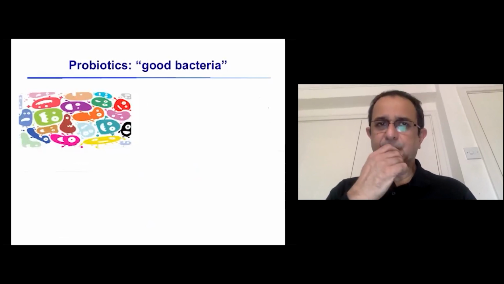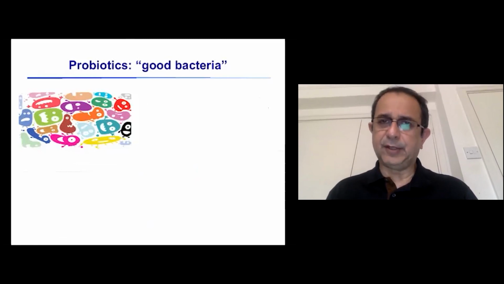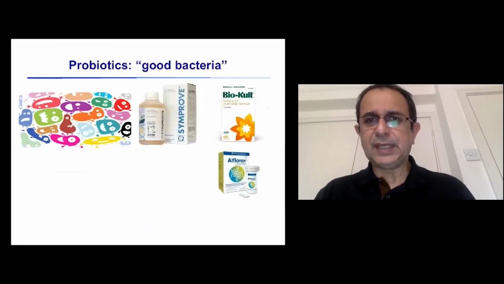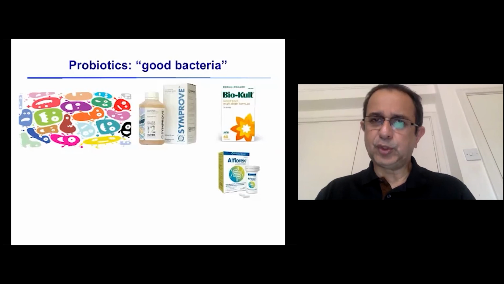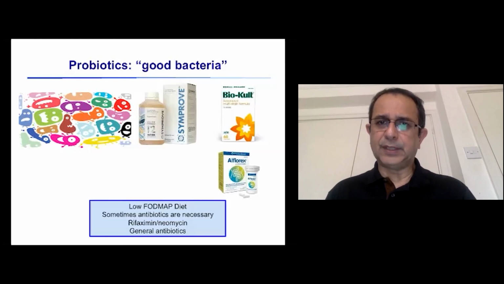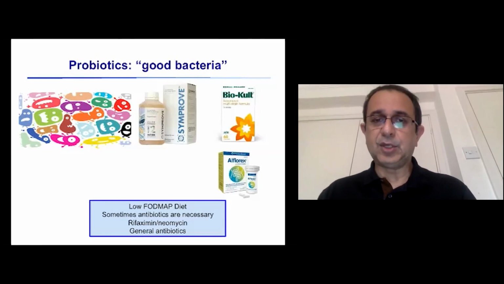Probiotics, there's a lot of mention of probiotics in literature to treat gastrointestinal symptoms, particularly irritable bowel syndrome. There are some probiotics which have been shown to have efficacy, and there is data to back it up. The most commonly used ones are Symprove, which is where most of the data exists, but Bio-Kult and Alflorex also have good data to back them up for their efficacy in bowel symptoms. So for those who have unhealthy bacteria in the gut, small intestinal bacterial overgrowth, we sometimes use probiotics in these patients, but also to help improve gut bacteria, low FODMAP diet has been considered to be helpful.